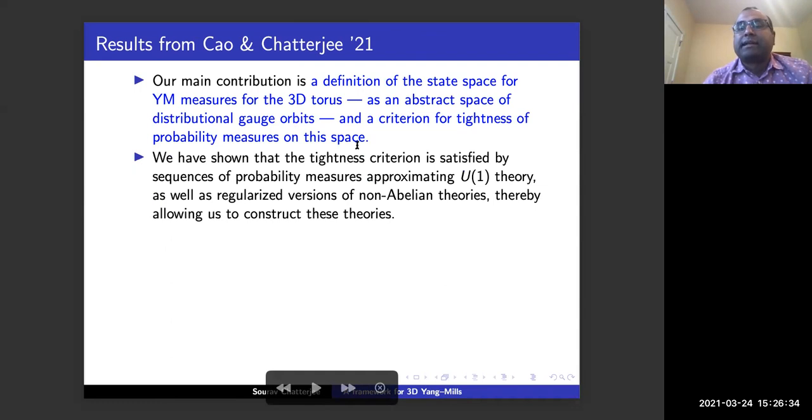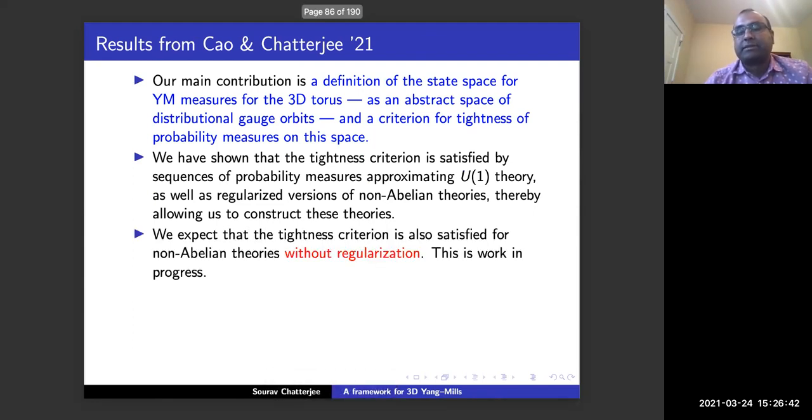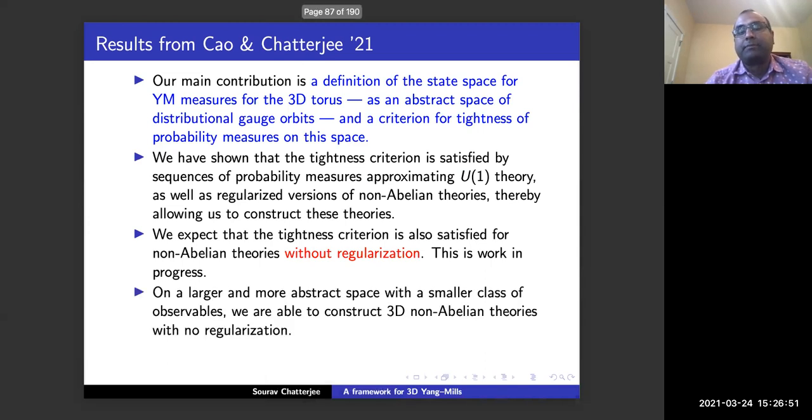We have shown that this tightness criterion is satisfied by sequences of probability measures approximating U1 theory, as well as regularized versions of non-abelian theories, which allow us to construct these theories. And we expect that this criterion is also satisfied for non-abelian theories without regularization. There are indications of that, so this is what we're working on.